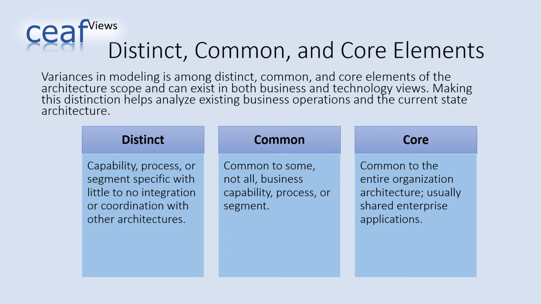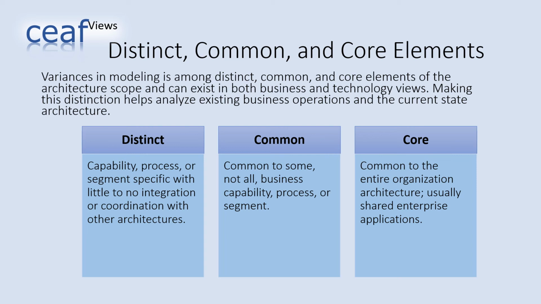Variances in modeling can be categorized as distinct, common, and core elements of the architecture scope and exist in both business and technology domain views. For instance, when considering business operations, the distinction helps analyze existing business processes. They're identified as distinct, common, and core processes based on the business drivers and strategic goals. When considering technical operations, the distinction helps analyze current state architecture. They're identified as distinct, common, and core infrastructure services based on business operations.